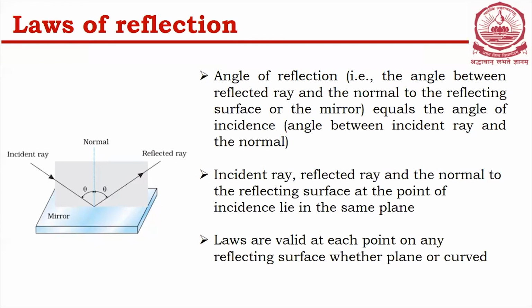So you have to take the point at which the light is falling, and consider the normal at that point, and then it will follow the law of reflection and the second law, that is, the normal, incident ray, and reflected ray all lie in the same plane. I hope it's clear.